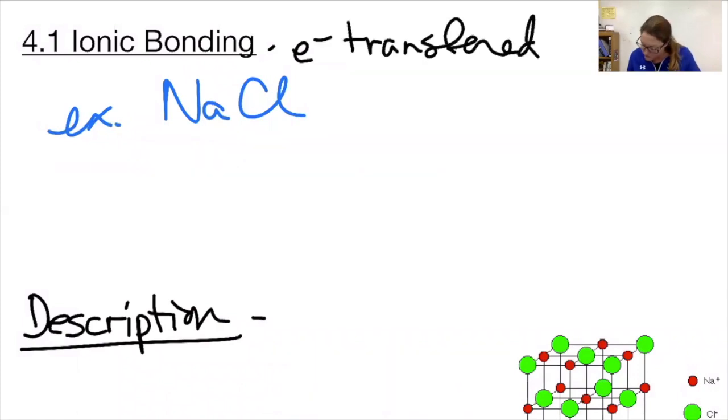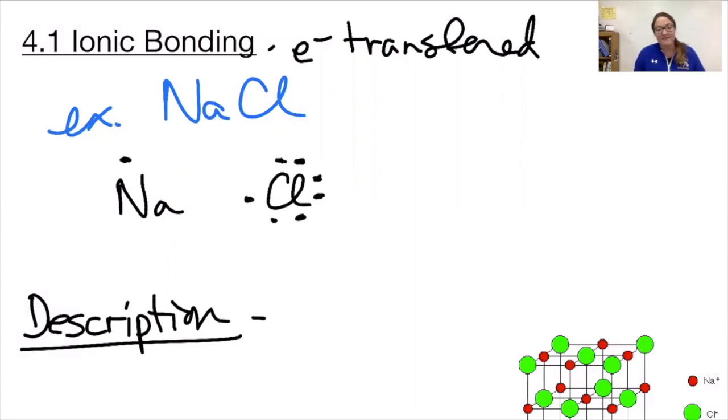So let me show you what that means. If I were looking at sodium, sodium has one valence electron. Chlorine has 7 valence electrons. You know that chlorine has a high electron affinity, meaning it really wants to get electrons. And sodium has a low ionization energy, meaning it easily gives up electrons. The consequence of this is chlorine has a greater attraction to that electron than the sodium does.